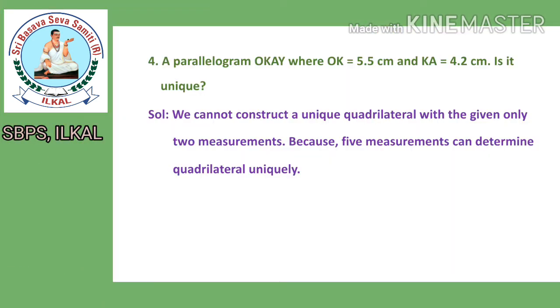Fourth question, a parallelogram OKAY, where OK is equal to 5.5 cm and KA is equal to 4.2 cm. Is it unique? They asked. Then, let's give explanation to the given question, children. Solution. We cannot construct a unique quadrilateral with only 2 given measurements because 5 measurements can determine a quadrilateral uniquely. I mean, if they gave at least one angle, children, we can construct this parallelogram uniquely. But with only 2 given sides, we can't construct a parallelogram uniquely.